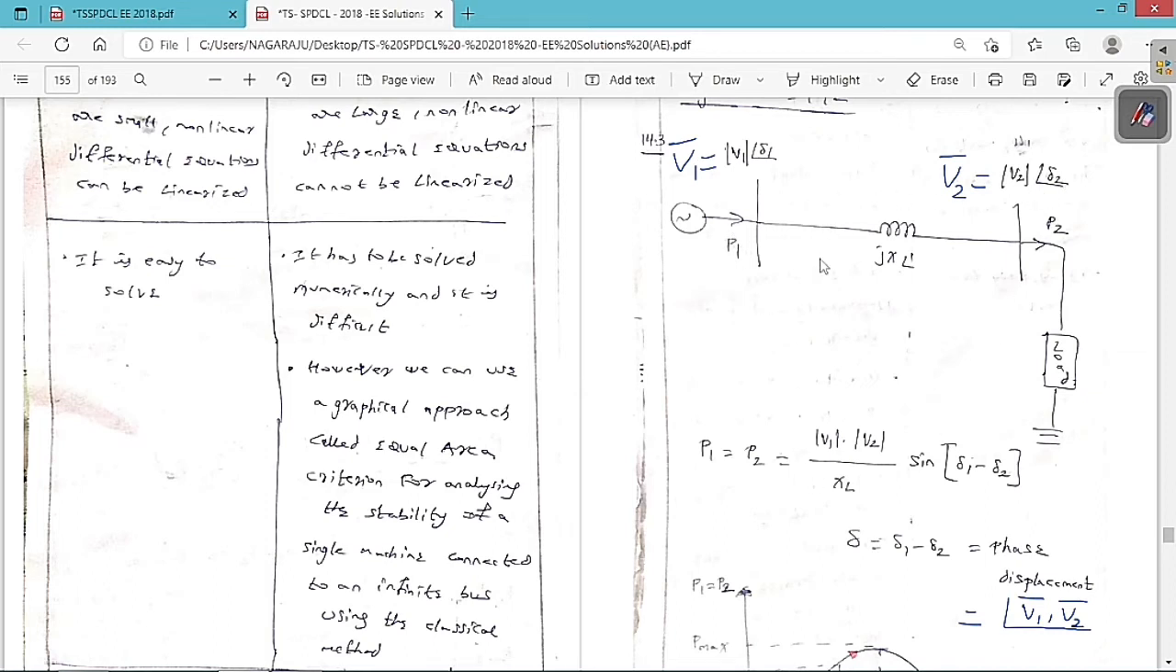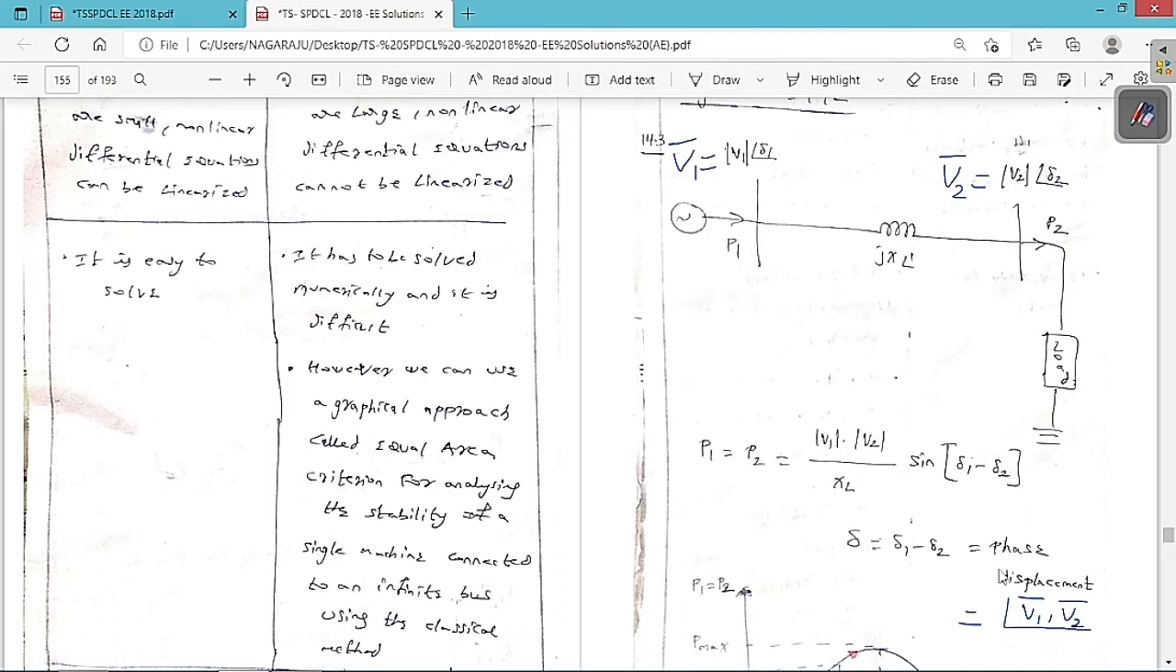So the active power flowing through this line, P1 equal to P2, is equal to mod of V1 times mod of V2 divided by XL, the inductive reactance of the line, into sine of delta 1 minus delta 2. This is the phase difference, or phase displacement, between delta 1 and delta 2, which I am going to assume as delta. This delta is called the phase difference or phase displacement between the vectors V1 bar and V2 bar, the bus 1 and bus 2 voltages. The angle between these two vectors is called delta.